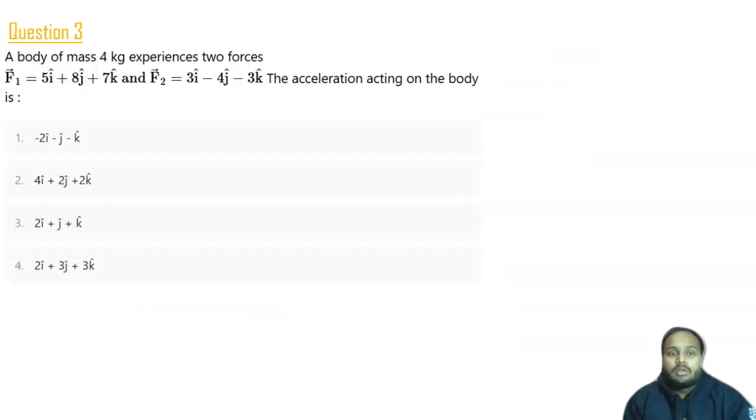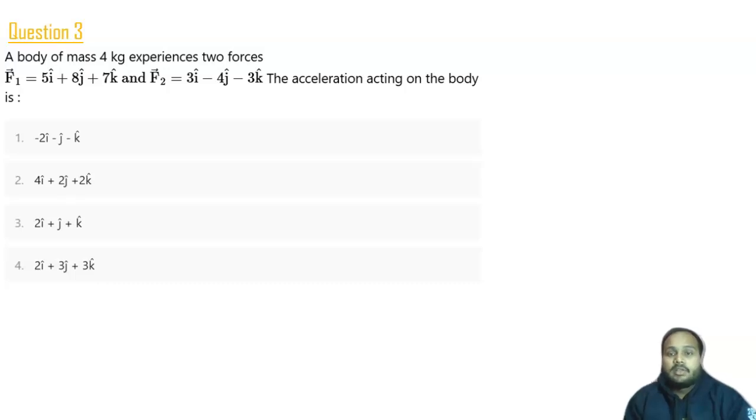Fine. Now let's move to another question. This was also asked in JEE Main. So it is a vector based question. In this question, a body of 4 kg mass experiences two forces F1 and F2 which are given in vector form. We need to find the acceleration of the body.